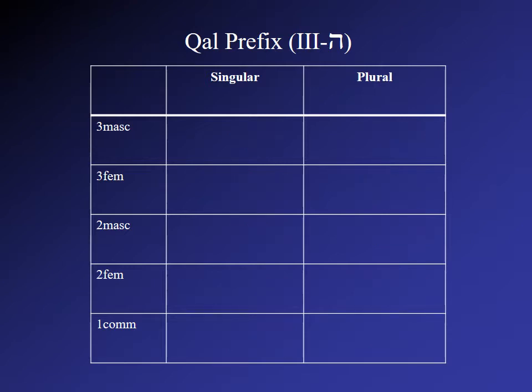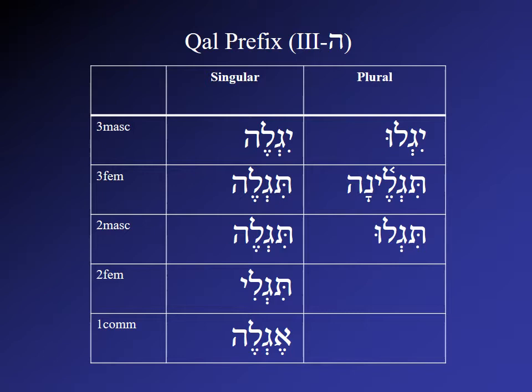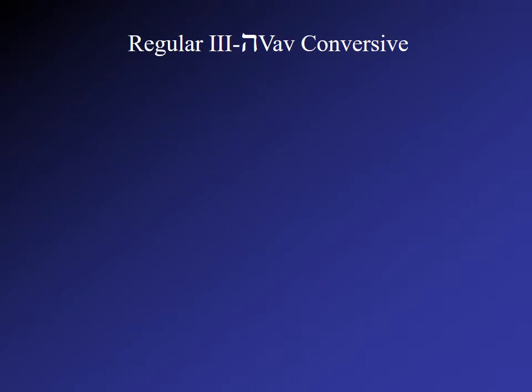Now if we look at the second root, which is also regular for third hey, gala, then we get yigle, tigle, tigle, tigli. Again, the third hey has disappeared. Egle, yiglu, and here the third hey has disappeared again. Tiglena, here the third hey is expressed as a yod. Tiglu, tiglena, nigle. So this is the kal prefix of a regular third hey.